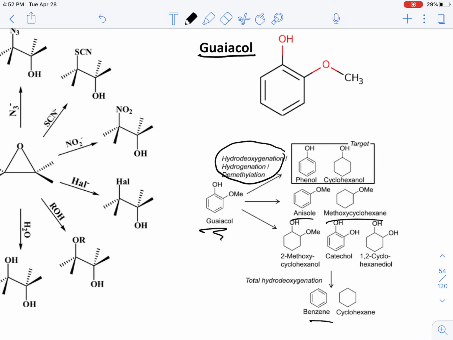We can produce benzene, cyclohexane. The list just continues. Here we can have a diol, right? So we have two alcohols that we can form from guaiacol, and the list just continues. And so guaiacol is biosynthesized by various organisms.